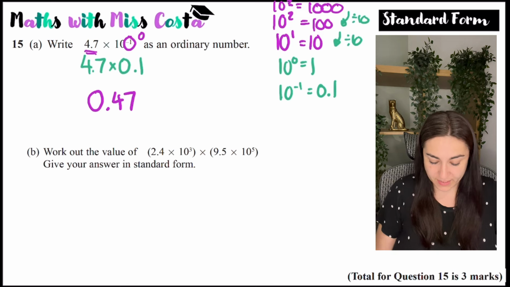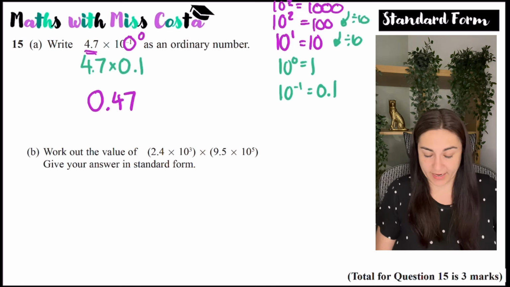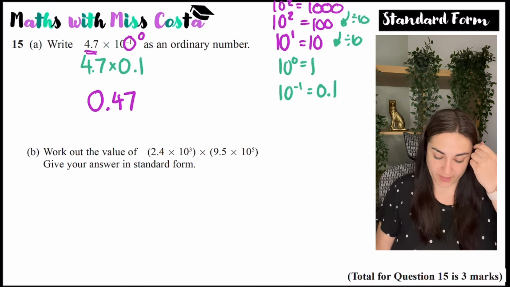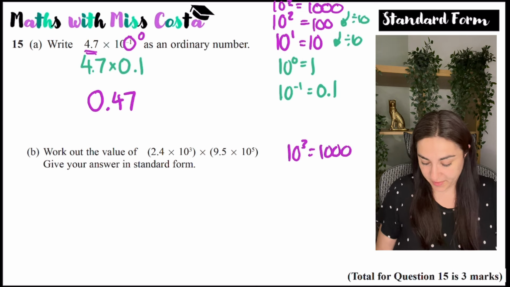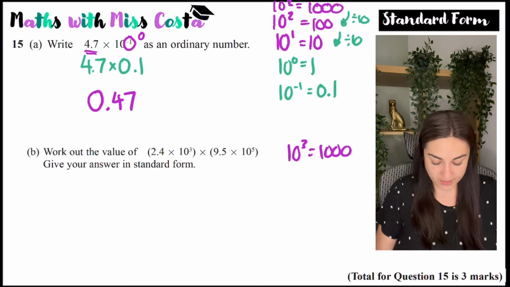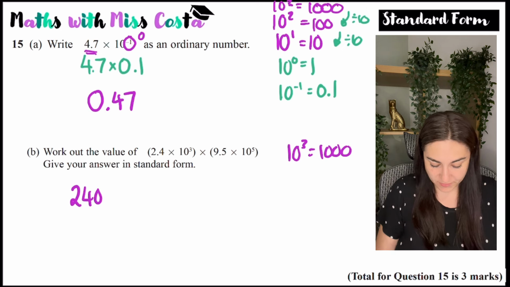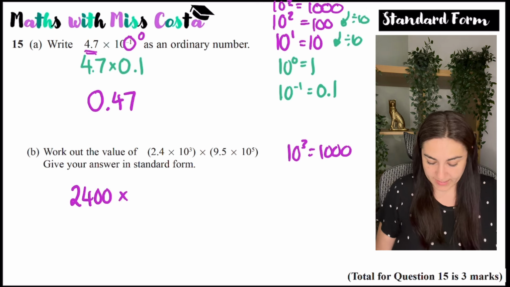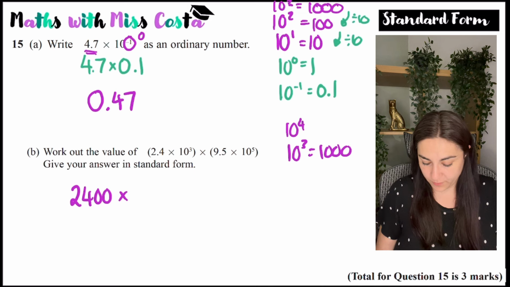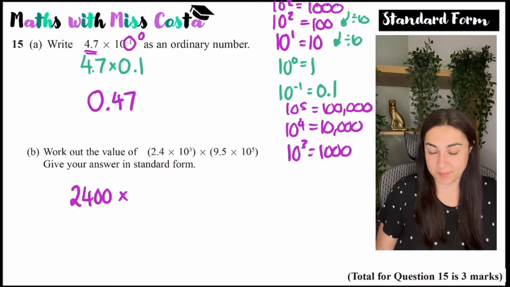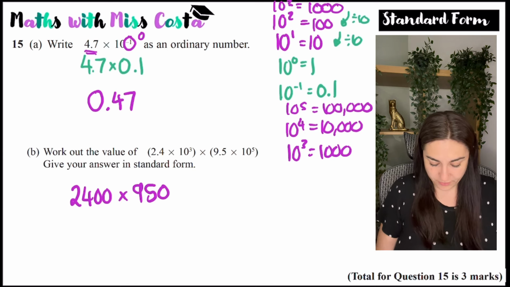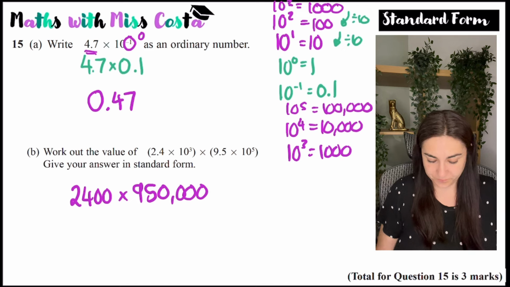Now next we've got work out the value of 2.4 times 10 cubed times 9.5 times 10 to the power 5. We could type this into our calculator all at once, or we could just do it bit by bit. Remember that 10 cubed means 1,000. So that's 2.4 times 1,000, which would be 2,400. And 9.5 times 10 to the power 5: well, 10 to the power 4 would be 10,000, and 10 to the power 5 would be 100,000. So 9.5 times 10 to the power 5 would be 950,000.